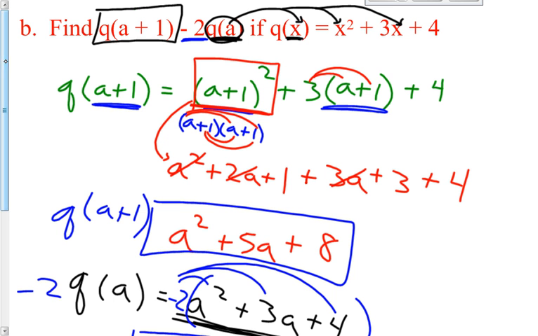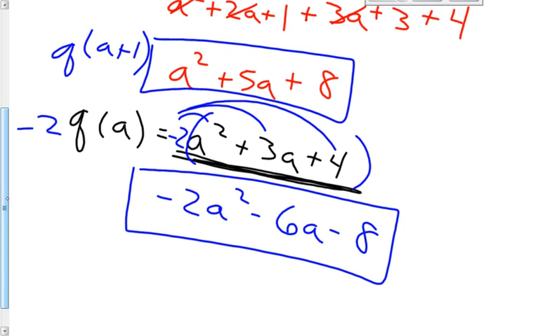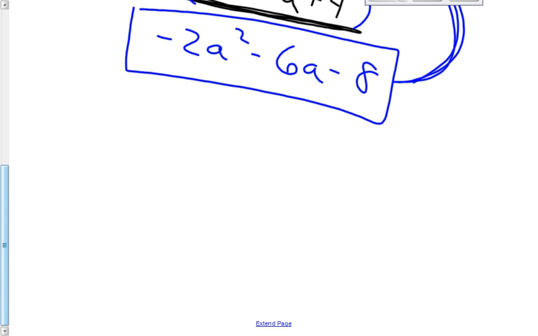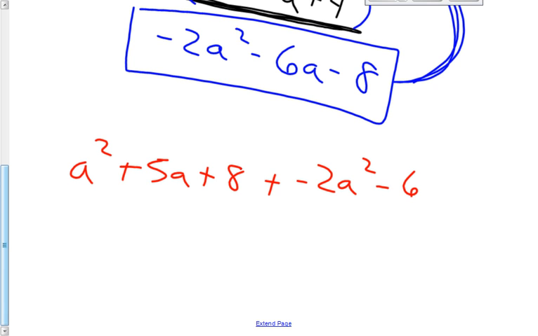Now all I have to do is combine like terms. So put these two together. So I'm going to add this part and this part. Add up these two. So a squared plus 5a plus 8. I'm going to add a negative 2a squared minus 6a minus 8.